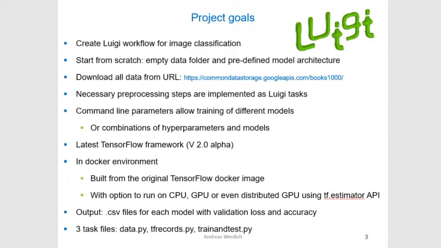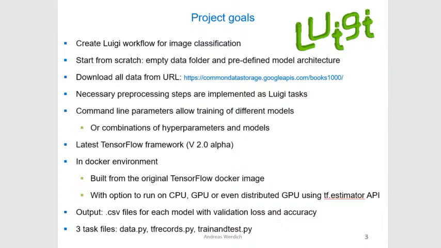The goal of this project was to create a Luigi workflow for image classification that starts from scratch, from an empty data folder and a predefined model architecture. All of the data are downloaded from a single website, and all of the necessary pre-processing steps and the training steps are implemented as Luigi tasks. The command line parameters allow training of different models or combinations of hyperparameters and models.